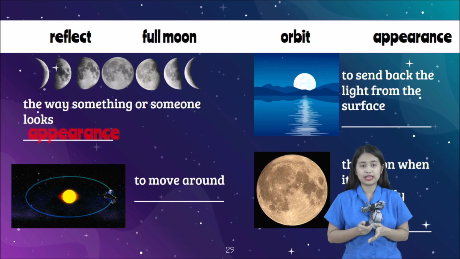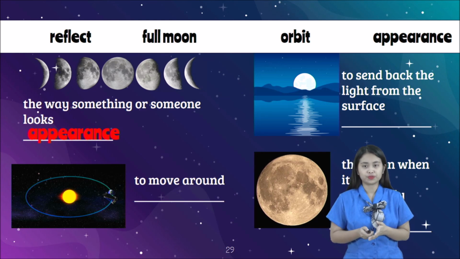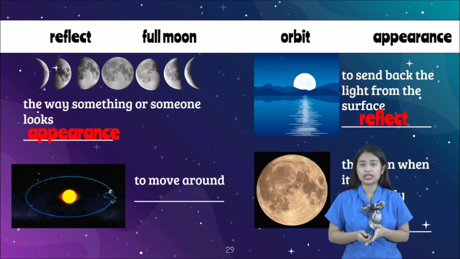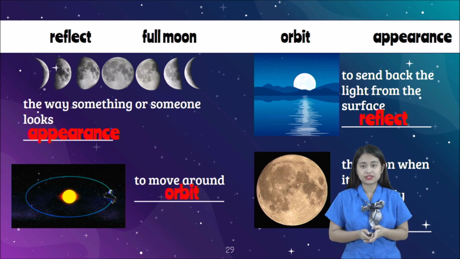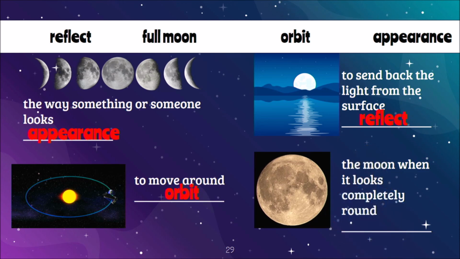Very good. It is appearance. Number 2, it is to send back the light from the surface. Just like, for example, in the picture, the moon is reflected to the water, so it is reflect. Next is to move around. Again, to move around. Okay, very good. That is orbit. And the last one is the moon when it looks completely round. What do you call that? Okay, very good. It is full moon.